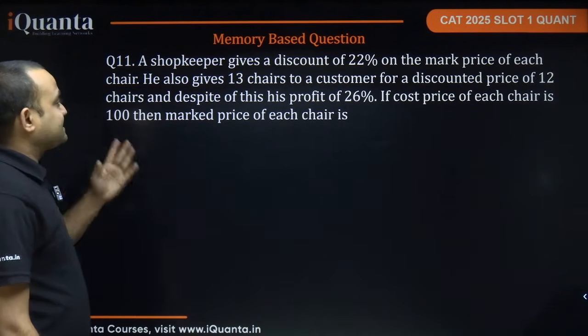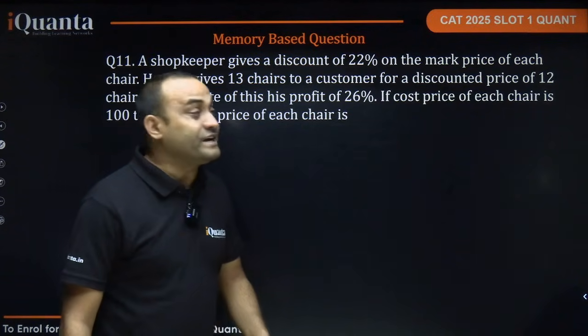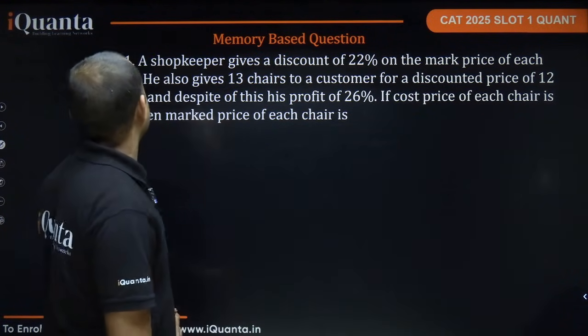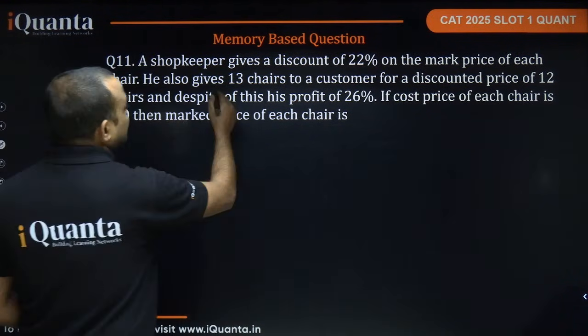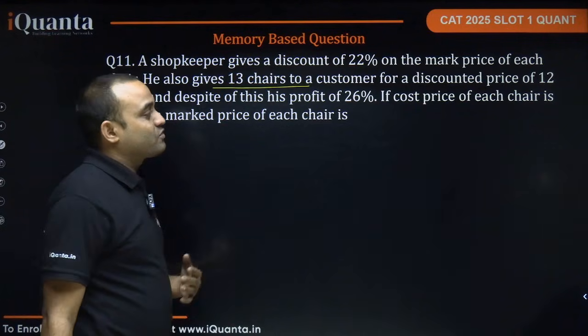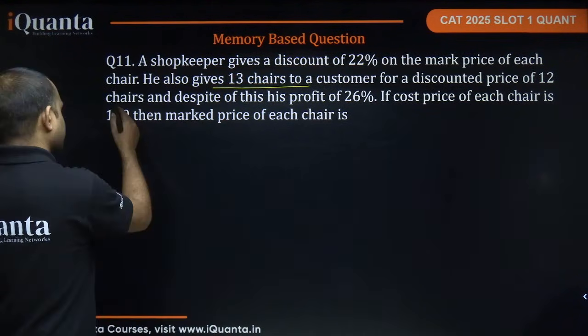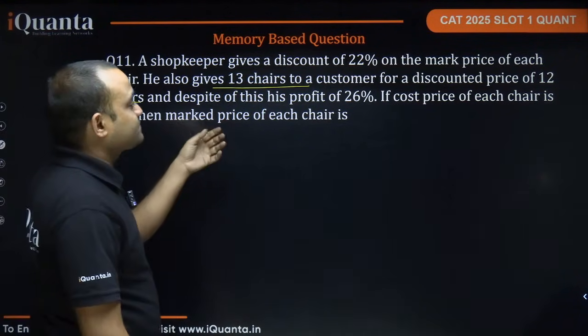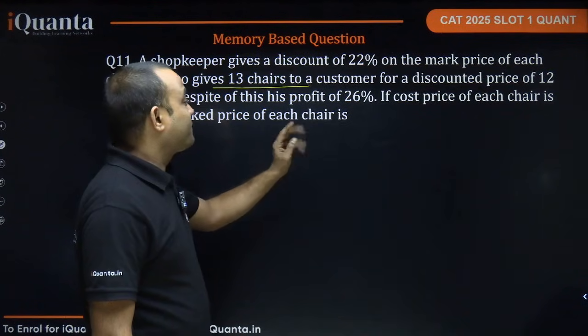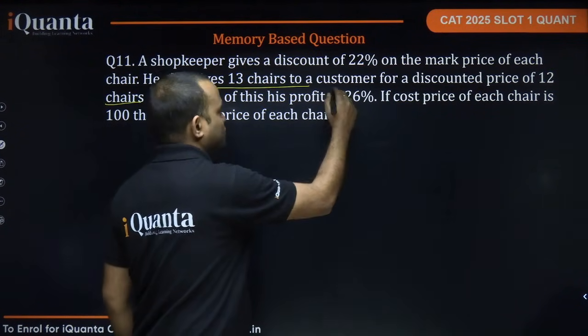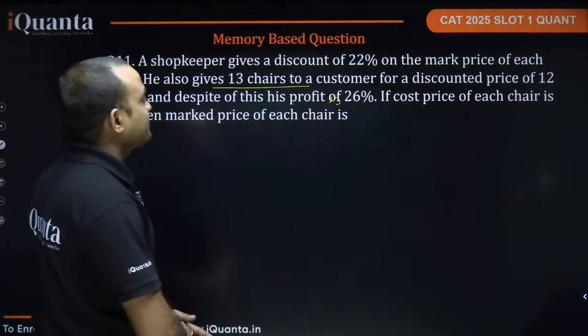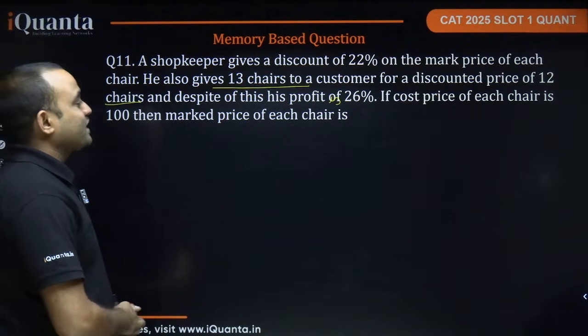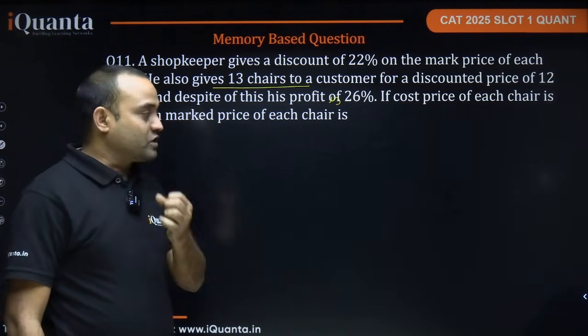Question number 11, it says a shopkeeper gives a discount of 22% on the mark price of each chair. He also gives 13 chairs to a customer for the discounted price of 12 chairs. And despite this, his profit is 26%. If the cost price of each chair is 100, then the mark price of each chair is. So what do we know?